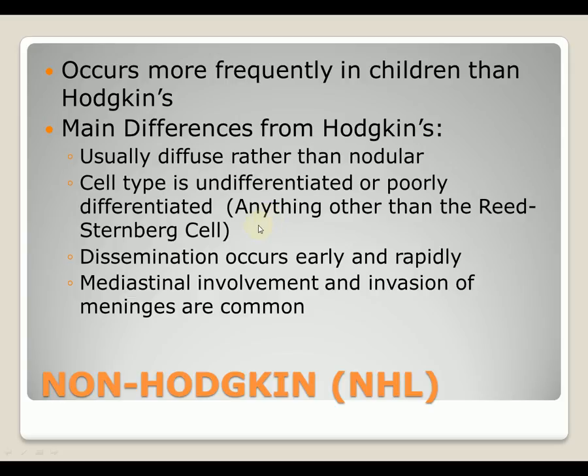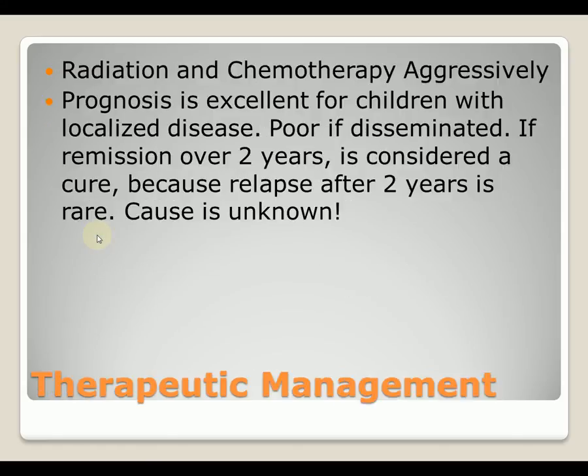Anything other than the Reed-Sternberg cells will be seen. Dissemination occurs early and rapidly. Mediastinal involvement and invasion of the meninges are common. Radiation and chemotherapy are done aggressively. Prognosis is excellent for children with localized disease. It is poor if it's disseminated.